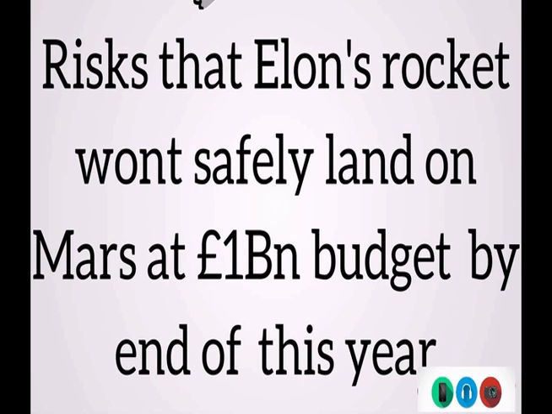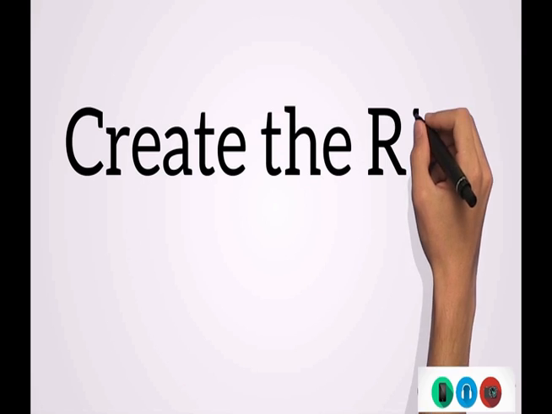So now you're going to write down that you're risk assessing that the rocket won't land on Mars on a £1 billion budget by the end of this year. Now notice that is a very prescriptive, SMART objective. Elon's rocket won't safely land on Mars within budget by the end of this year. So you've got quality, you've got time, and you've got cost. And that's quite important, that you think of those three things if you can.